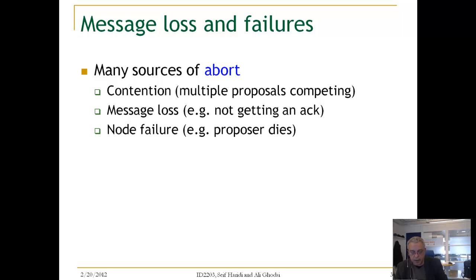Now we go further and look at what is happening in this algorithm. Remember that there are many sources where a proposal issued by a node will be aborted or not accepted. For example, contention: a number of nodes proposing multiple proposals at the same time. Messages may be lost and nodes may fail. For example, a node that proposes something dies in the middle.